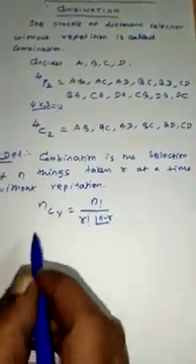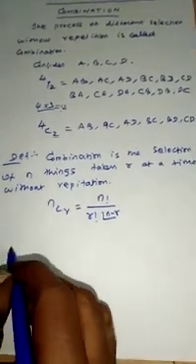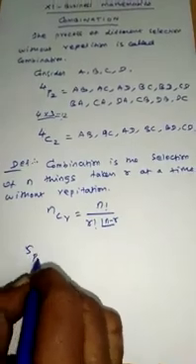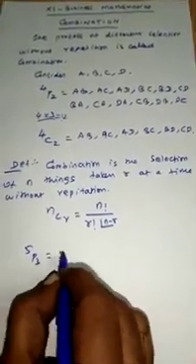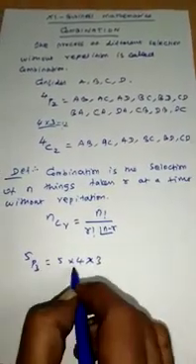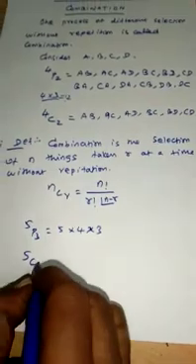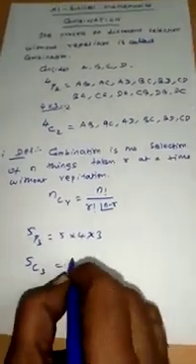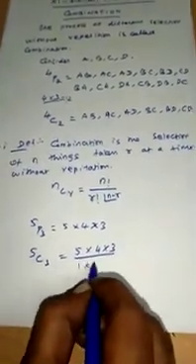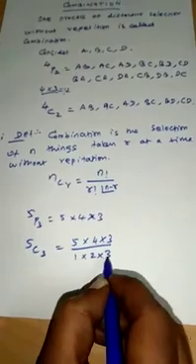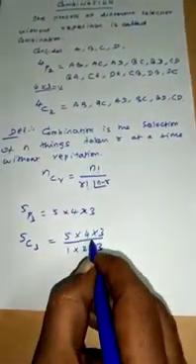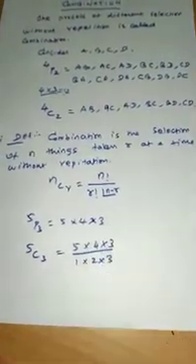Therefore, for an example, 5P3 means 3 numbers: 5 into 4 into 3. This is permutation. But combination is equal to 5 into 4 into 3 by 1 into 2 into 3. These 3 numbers by division. Then it is minimum. 5P3 is maximum.